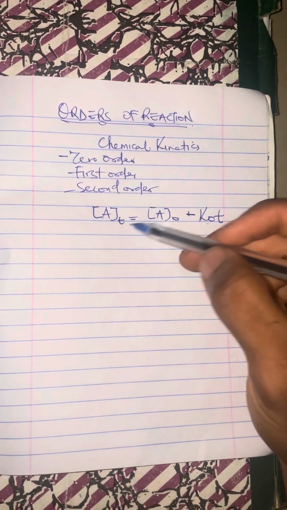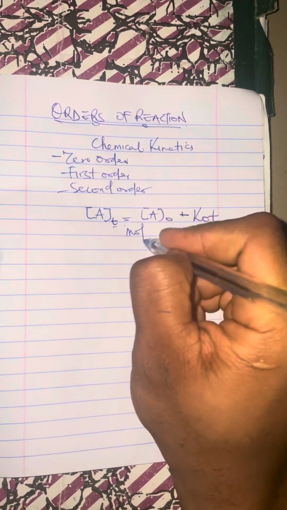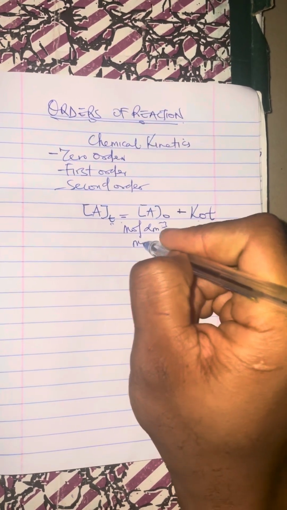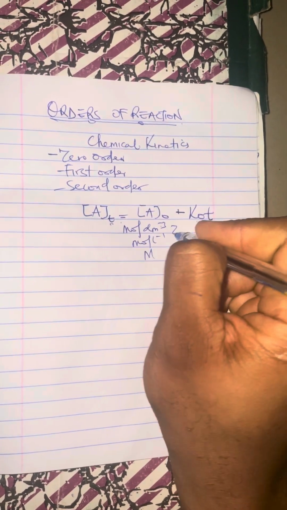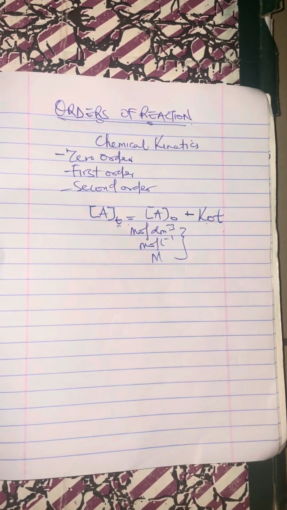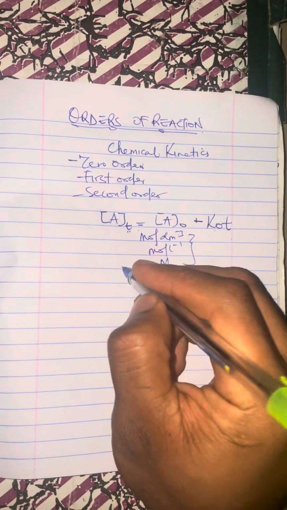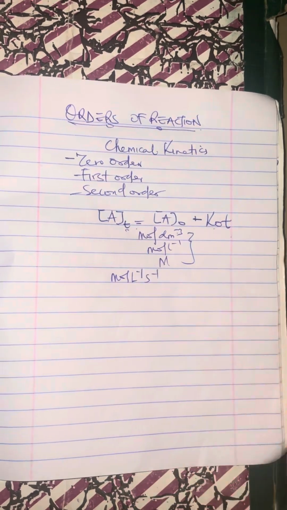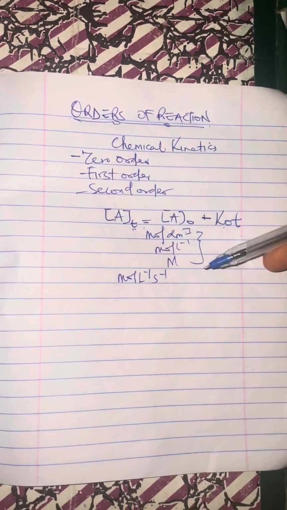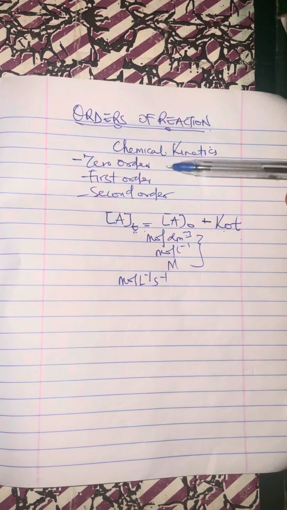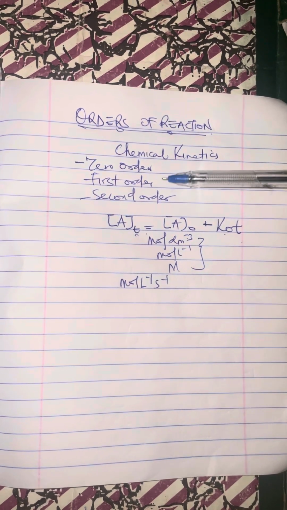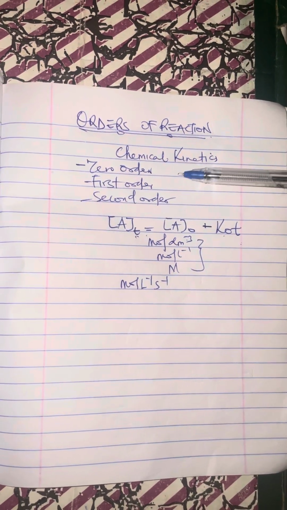I want to let you know that initial concentration and final concentration are both measured in mole per dm cube, mole per liter, or molar. All of these mean the same thing. Now, the unit for your rate constant is mole per liter per second. That in fact is how, from the unit of the rate constant, you know the order of the reaction in a particular question.